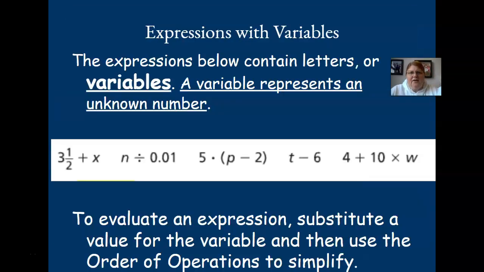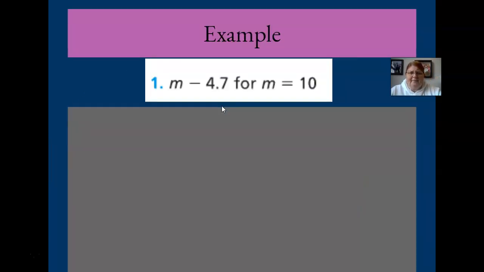So here is some vocabulary. The expressions below contain letters or variables, and a variable represents an unknown number. So we've talked about variables before, and you know that it's literally just a letter representing some number, okay? To evaluate an expression, you have to substitute a value for the variable and then use the order of operations to simplify. So we're going to look at some examples here.